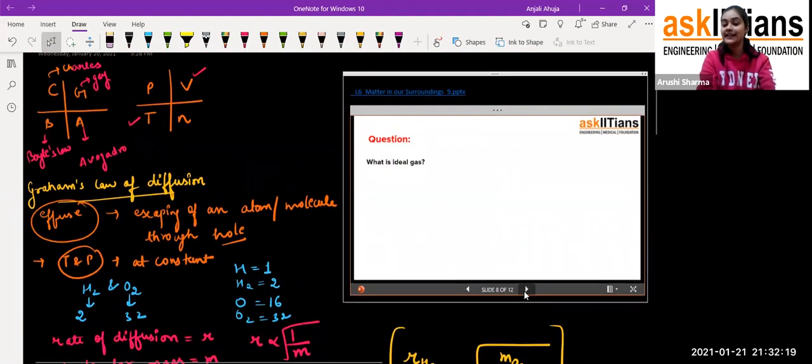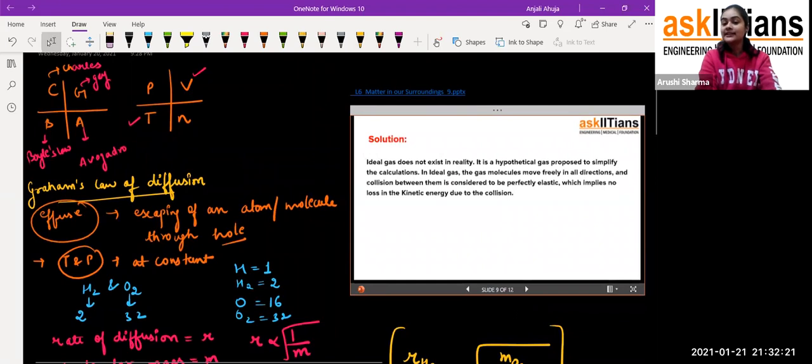So what is the ideal gas? Ideal gas does not exist in reality. As I told you, it is a hypothetical gas proposed to simplify the calculation. In an ideal gas, the gas molecules move freely in all directions, and the collision between them is considered to be perfectly elastic. That means the collision is perfect, which implies no loss in kinetic energy due to the collision. You might know this from your physics chapter.